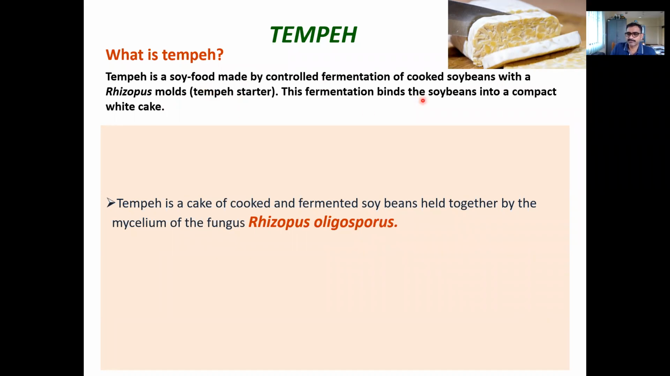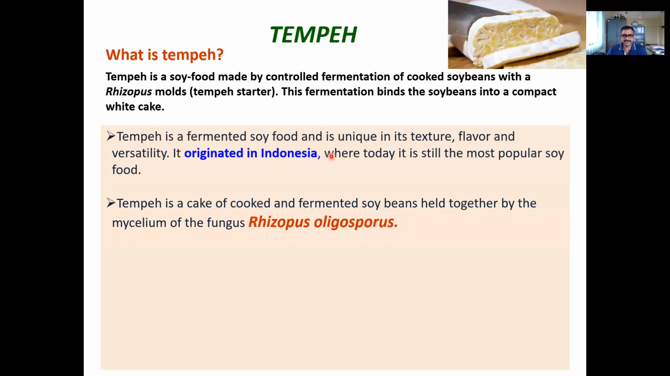This fermentation binds the soybean into a compact white cake. Here you can see the picture. The mycelia of Rhizopus will grow all around, inside and outside the soybean. It will ferment and produce a compact cake-like thing. This is called tempeh.